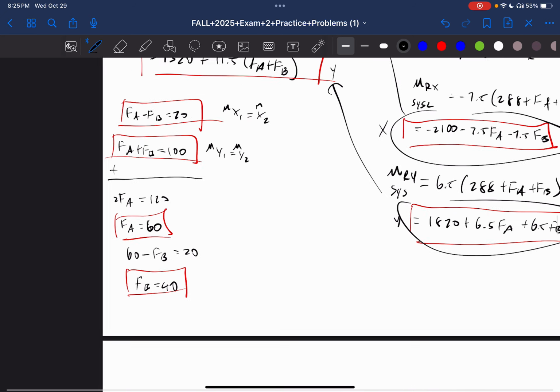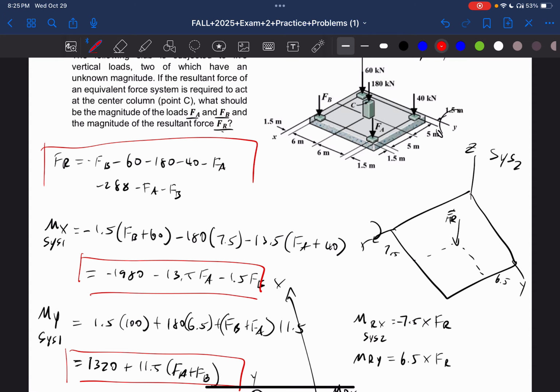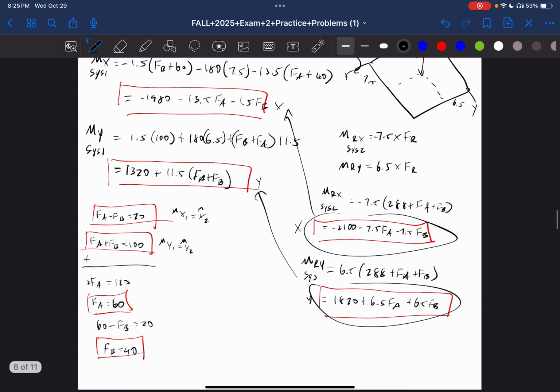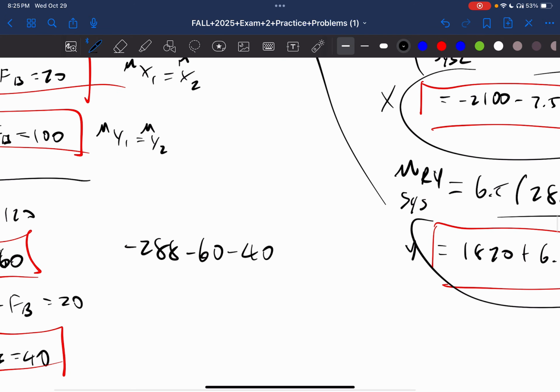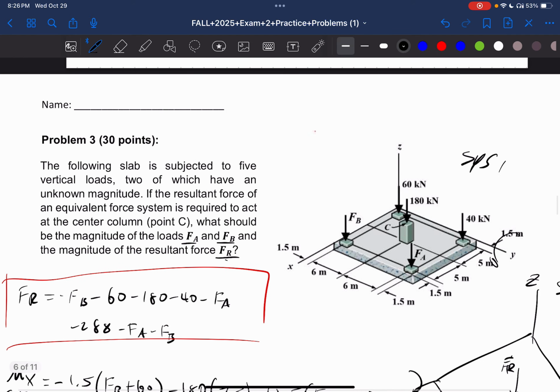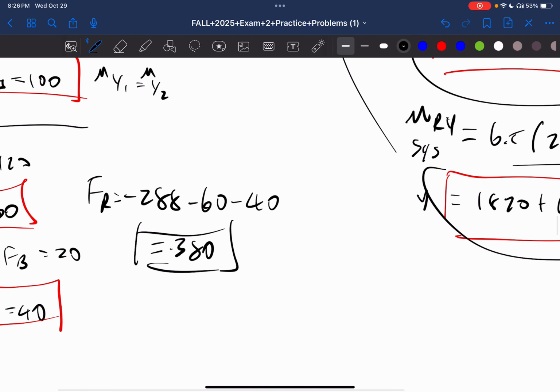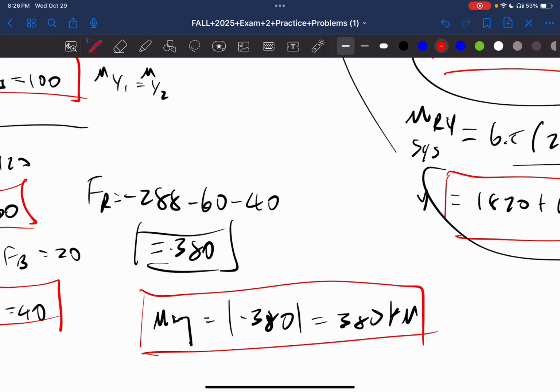Okie dokie. Now that we have this, we can just plug into the reaction force. So we have negative 288 minus 60 minus 40, and this is going to be equal to negative 380. That's the force resultant. And let's read the question. What is the magnitude? So the magnitude is going to be equal to the absolute value of negative 380, which is going to be 380. And it's going to be kilonewtons, and that's our answer. Pretty simple, don't overcomplicate it.